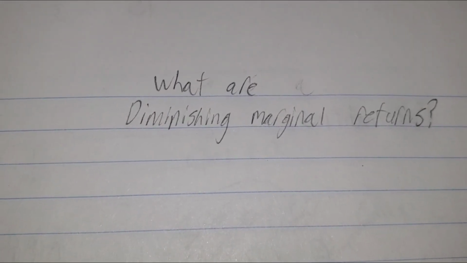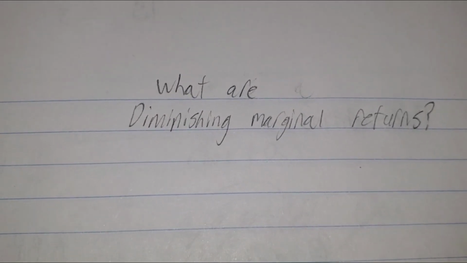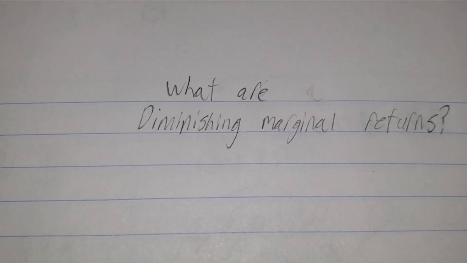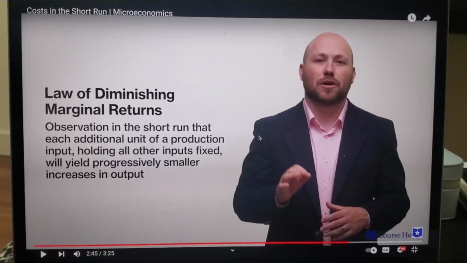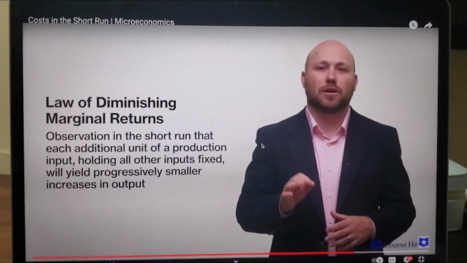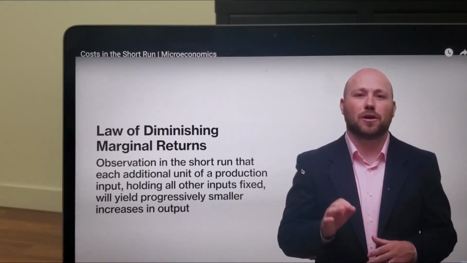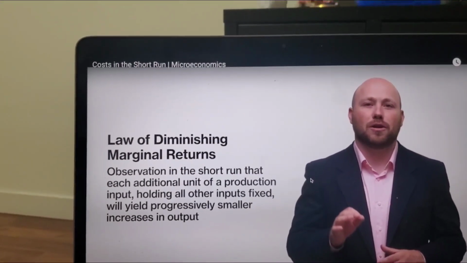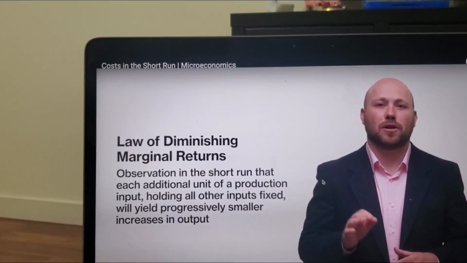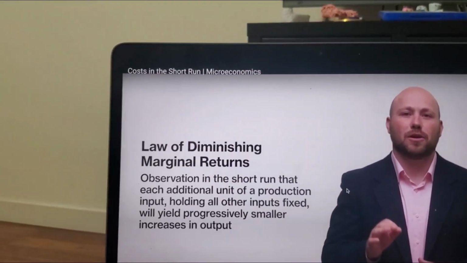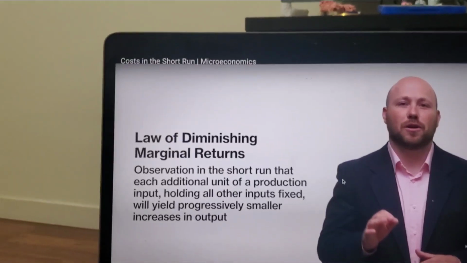Firstly, and most importantly, we need to understand what diminishing marginal returns are. So let's look at an example that I found from the video by Course Hero, illustrating the law of diminishing marginal returns as the observation in the short run that each additional unit of a production input, holding all other inputs fixed, will yield progressively smaller and smaller increases in output.